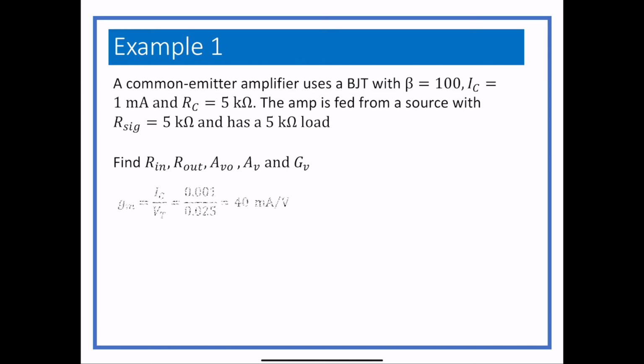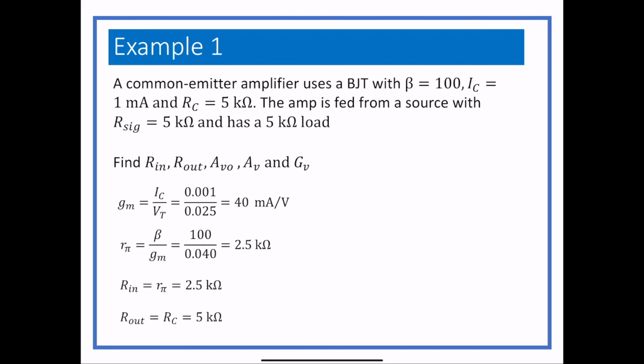gm is just IC over the thermal voltage, so we get 40 milliamps per volt. We can find r pi, because we're going to need that for Rin. That's just beta over gm. That's one of the ways of finding it. There are other ways, but that's one way, and we have both those values. So we get 2.5K. Rin is r pi, and Rout is RC. So that part is done and simple. Most of this is just plugging in numbers and getting answers.